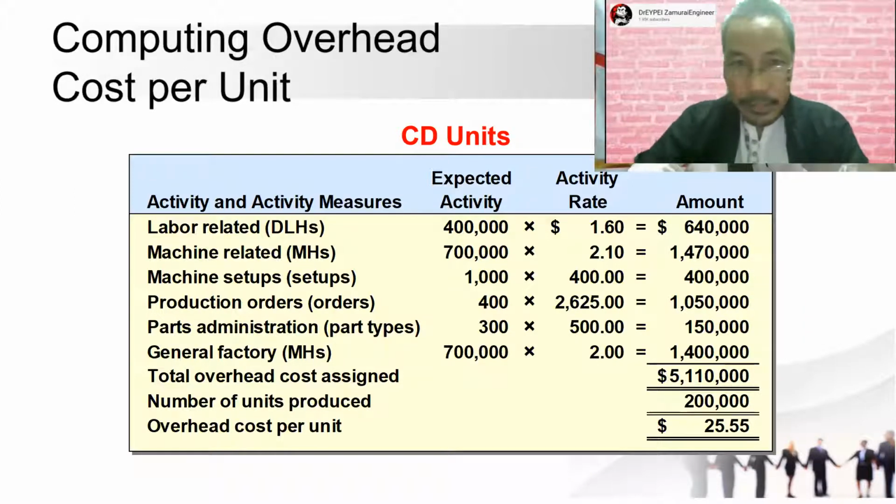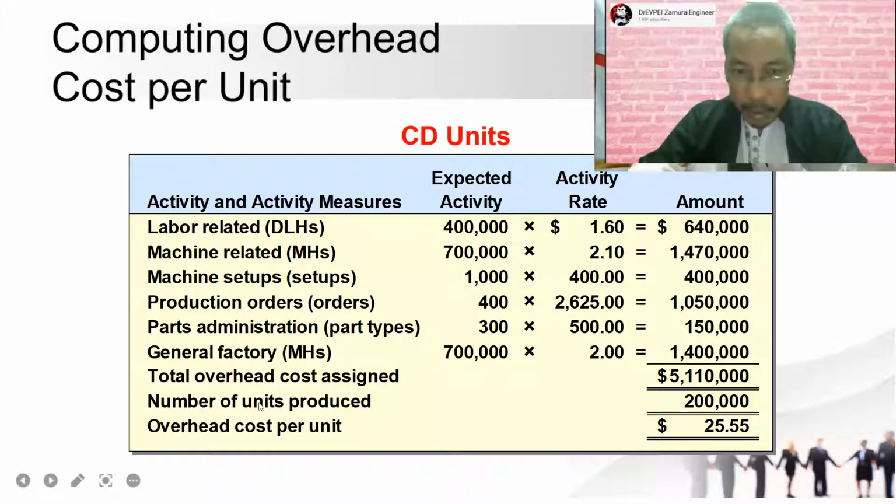Okay, so there is a different value for activities. There is more labor activity. So therefore, making CD units is labor intensive compared to DVD. But we cannot say that is labor intensive because we only made 50,000 units of DVD. But here we are making 200,000.